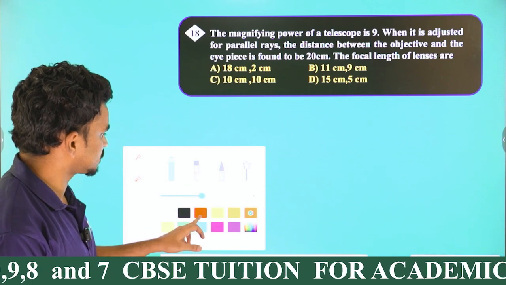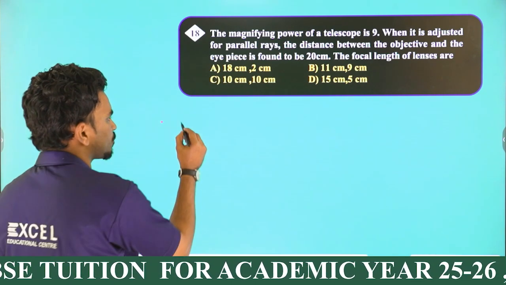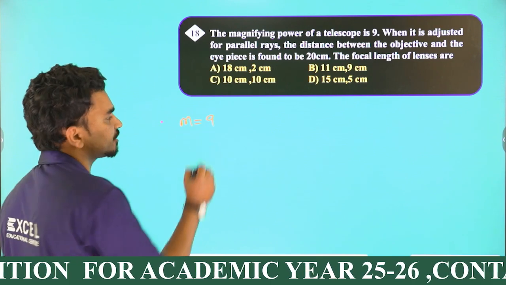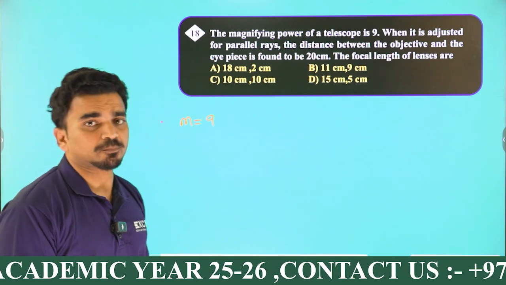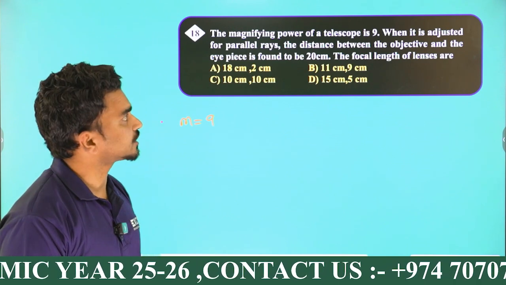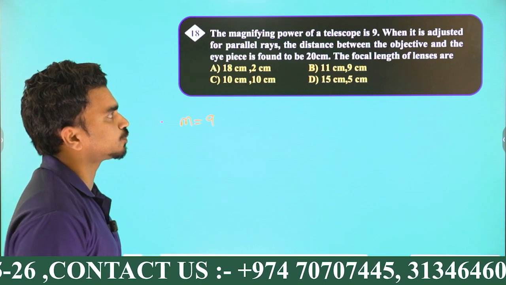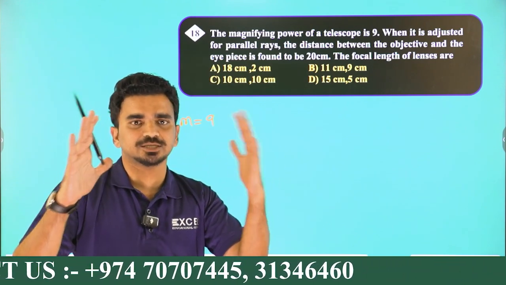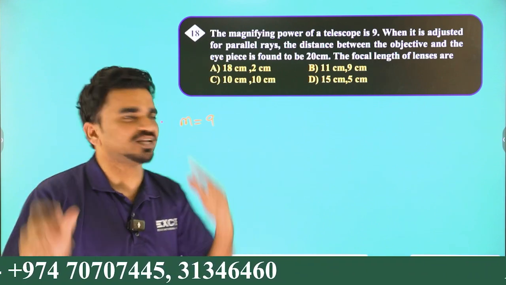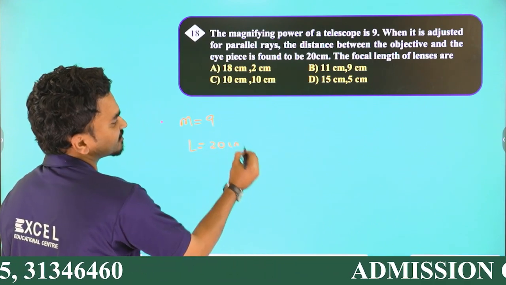Can you try to solve this? Next question. The magnifying power of a telescope is 9. When it is adjusted for parallel rays, the distance between objective lens and eyepiece lens in a telescope is called the tube length. So they have indirectly given the tube length as 20 centimeter.